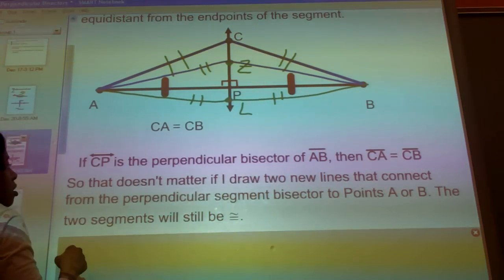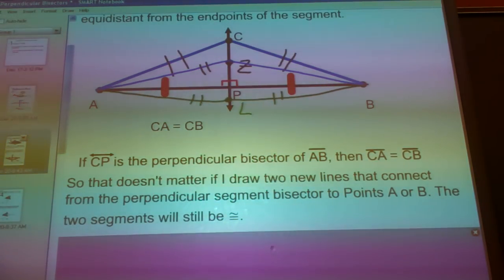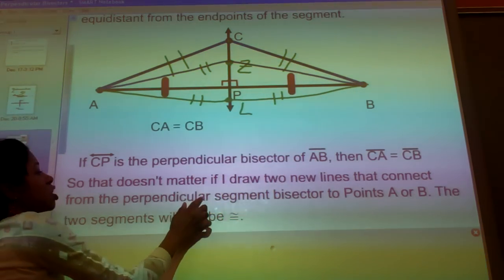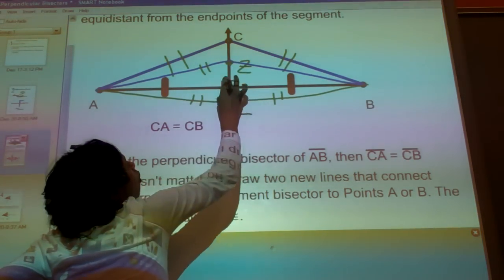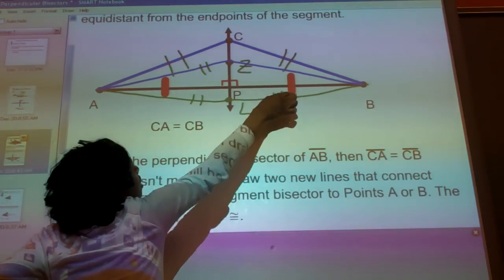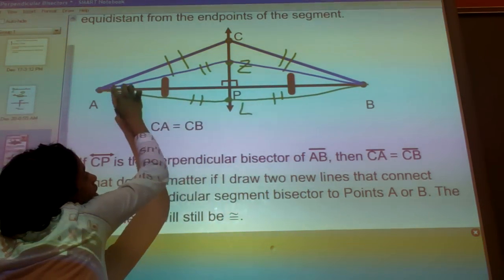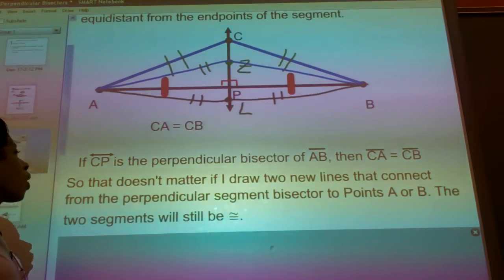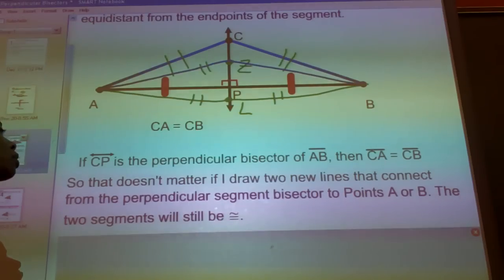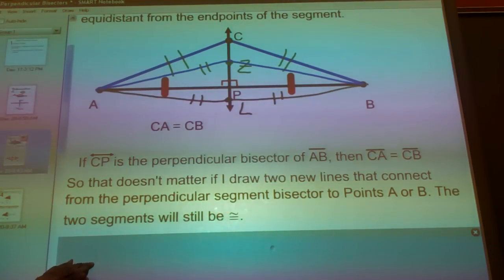So it doesn't matter if I draw two new lines that connect from the perpendicular segment to points A or B, the two segments will be congruent. That's just explaining how I drew a new point at Z and connected ZA to ZB. ZA is congruent to ZB. And again, this is another example where I drew point L. LA is congruent to LB. It doesn't matter where I draw the new point, as long as it's on a perpendicular bisector, the two segments will be congruent.